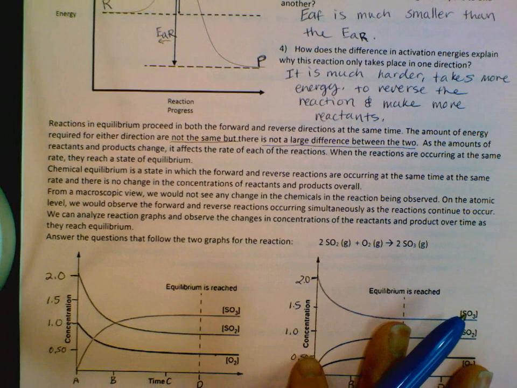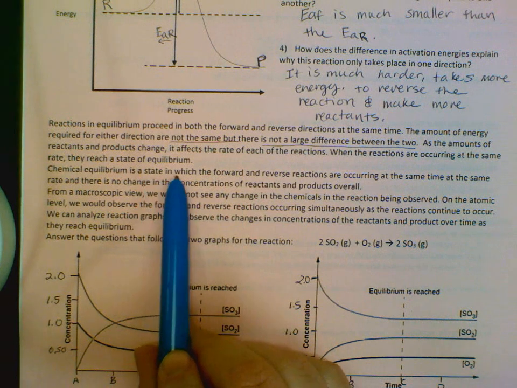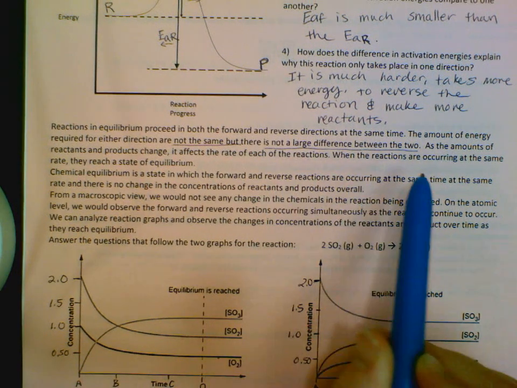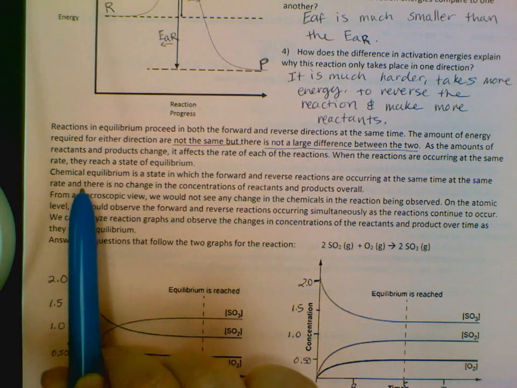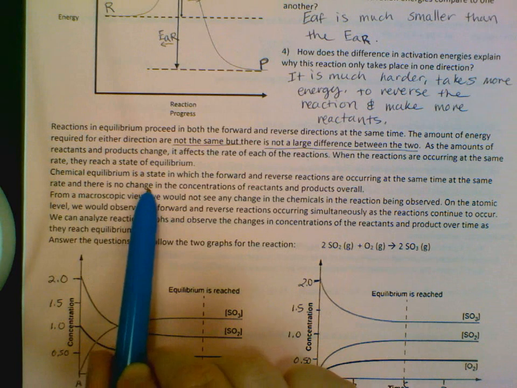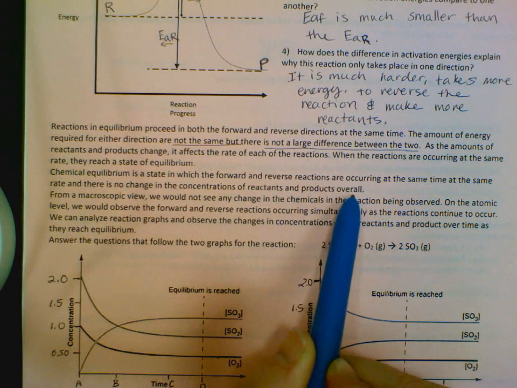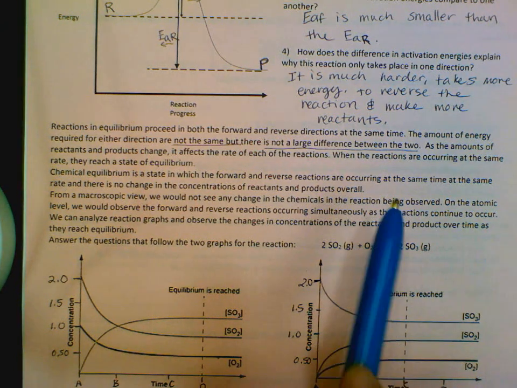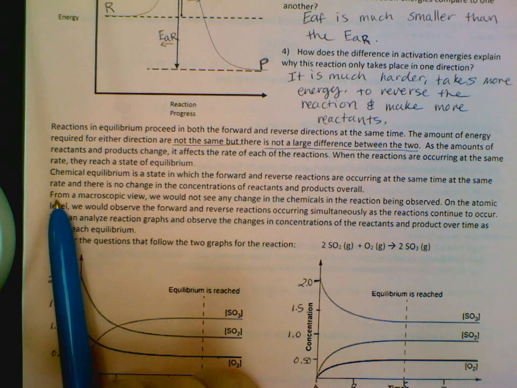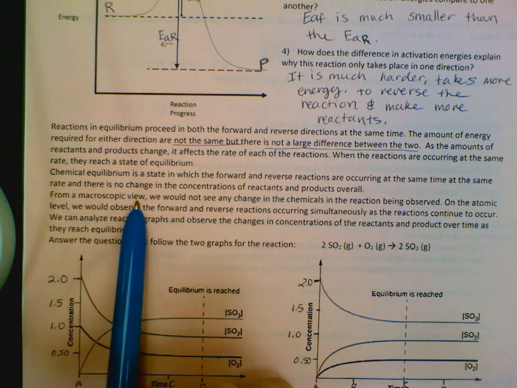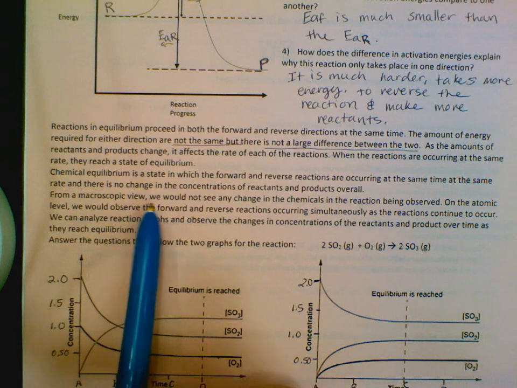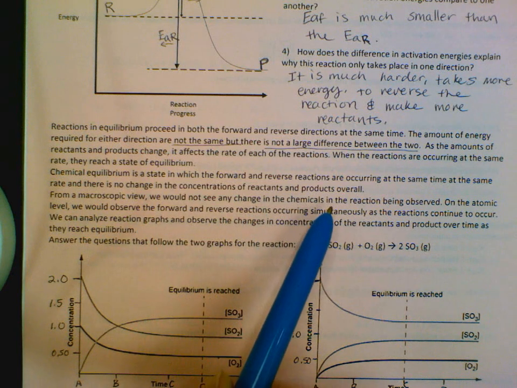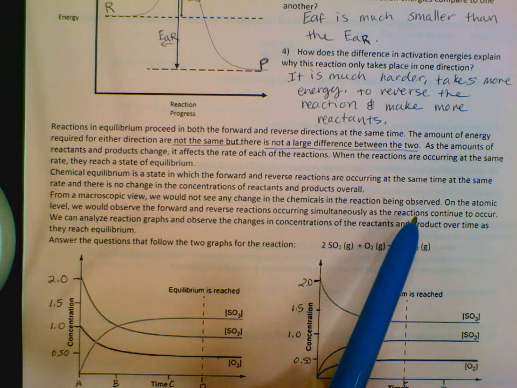Chemical equilibrium is a state in which the forward and reverse reactions are occurring at the same time and at the same rate, and there is no change in the concentrations of reactants and products overall. They're both occurring, but we're not changing the amounts of chemicals. From a macroscopic view, what we see with our eyes, we would not see any change in the chemicals in the reaction being observed.